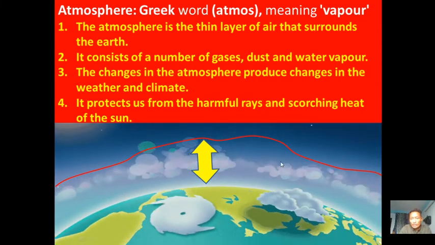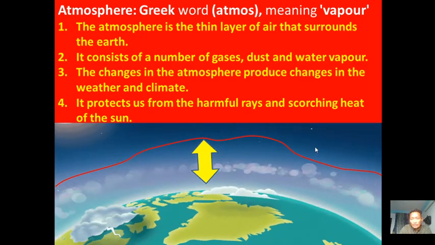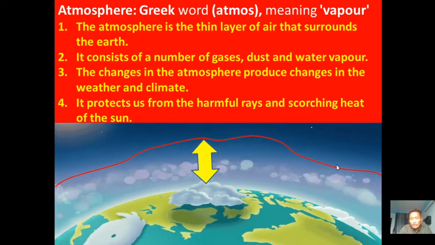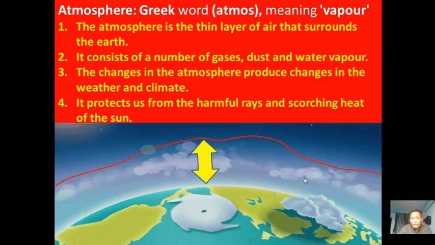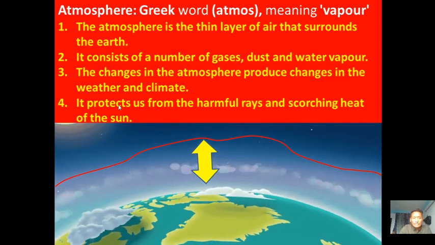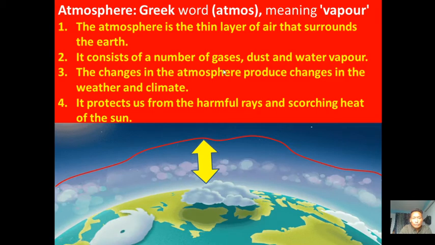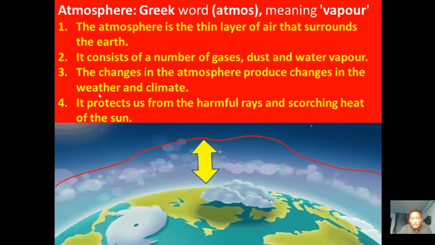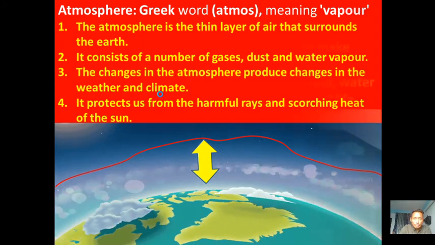So this layer protects us from these harmful rays, and allows only useful rays to penetrate to our planet. So these are some of the advantages of our atmosphere. The atmosphere consists of, and we also covered what is meant by weather and climate. So this is about the atmosphere.